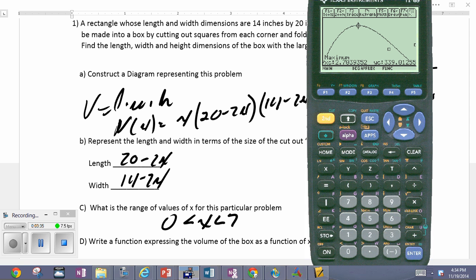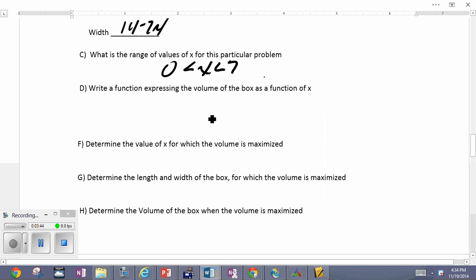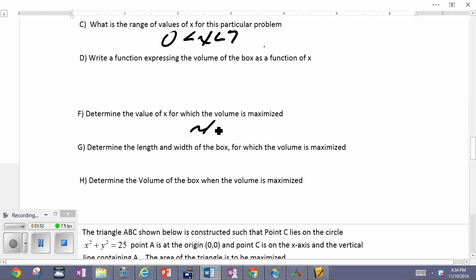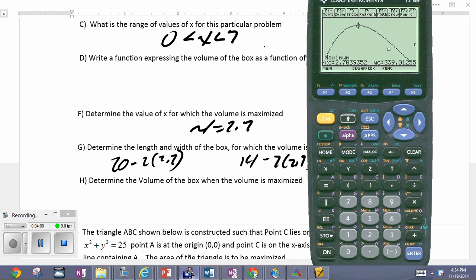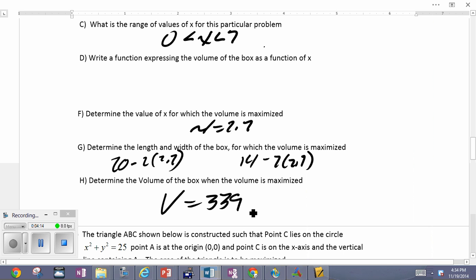2.7 is the size of the cut, with 339 as the volume. We'll write that function down there. X is equal to 2.7. The length and width were 20 minus 2 times 2.7 and 14 minus 2 times 2.7. The max volume again was 339. Volume is 339 inches cubed.